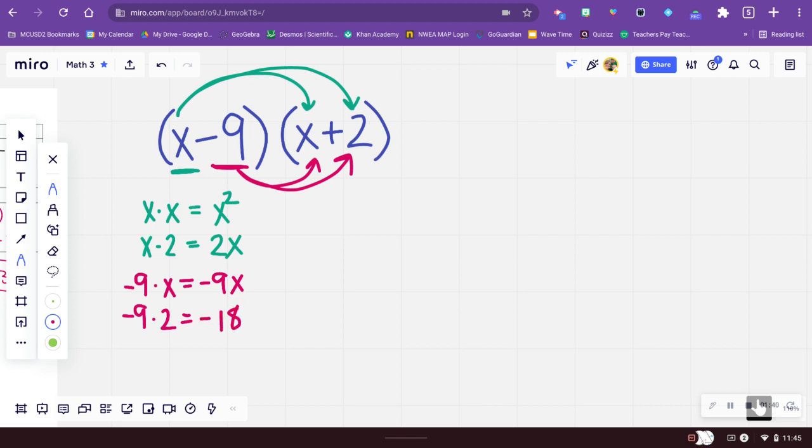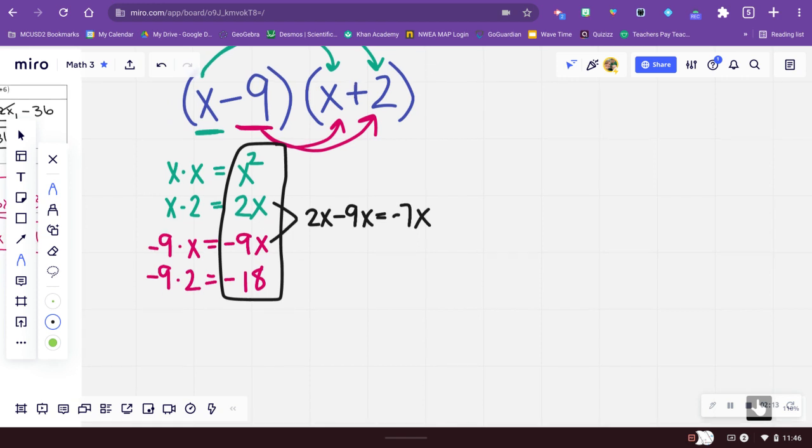So double distributing gave me 4 steps. Now I have 4 pieces, or 4 terms. I need to look at my list of 4 terms and ask myself, is there anything that I can combine together that are alike? And indeed, these two middle terms are both x's. So 2x take away 9x is going to leave me with negative 7x. So we can just make those two terms into the one negative 7x.